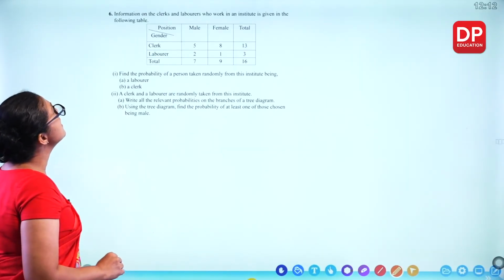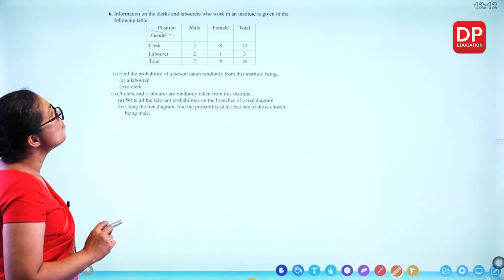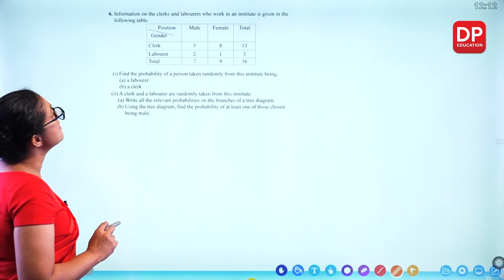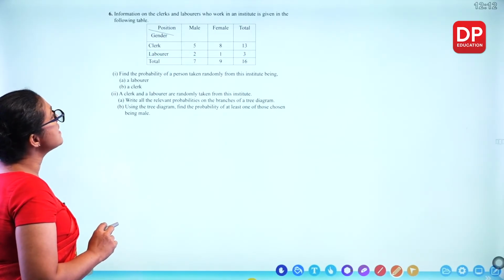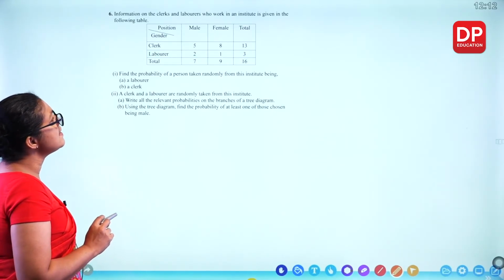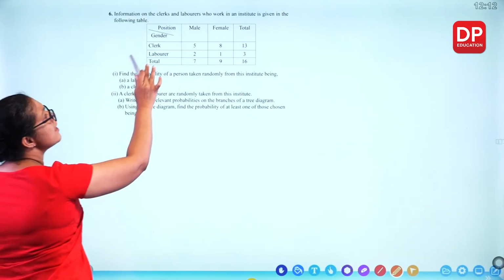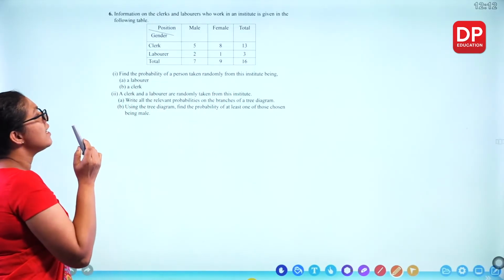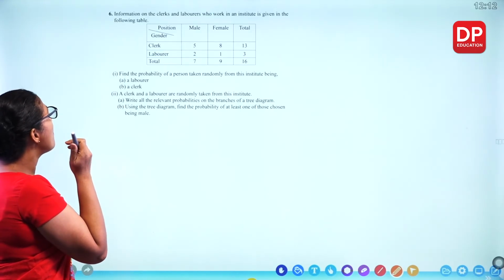Question number 6. Information on the clerks and laborers who work in an institute is given in the following table. Find the probability of a person taken randomly from this institute being a laborer, a clerk. Okay, so here you don't need to draw a tree diagram. From the table you can find out the probabilities.